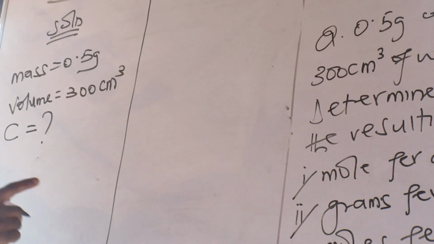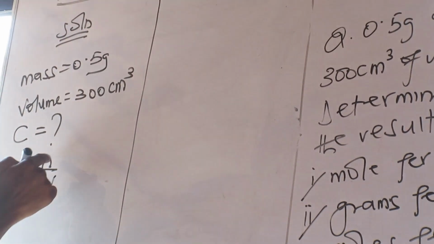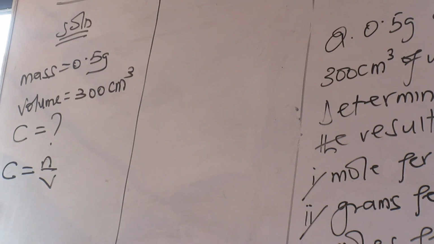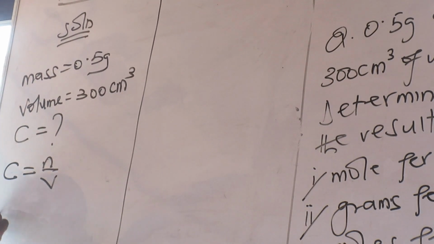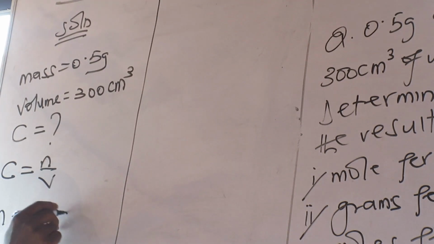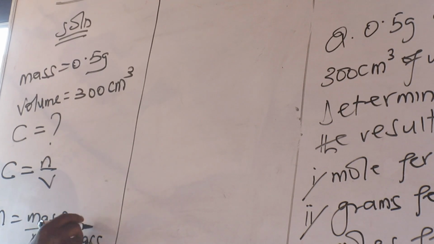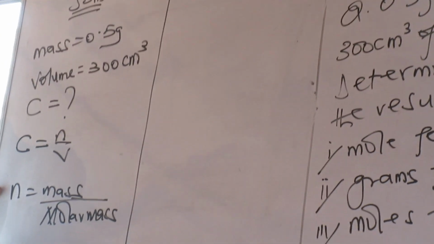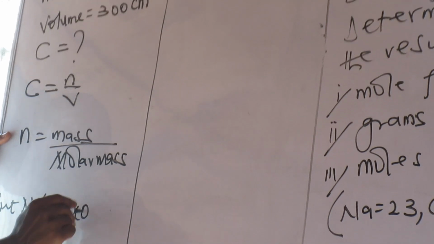So I know that I have C equals n over V. This is my formula. I don't know my number of moles, so I have to look for the number of moles from that which I taught you. So you have number of moles equals mass over what? Molar mass. Now I have to look for the molar mass of what? Sodium carbonate.